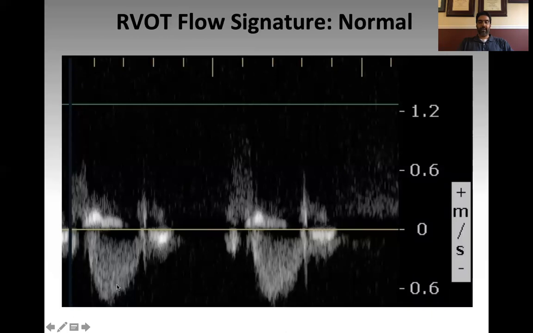So this looks like the TR jet, right? Fairly symmetric, fairly rounded bottom. Gradual acceleration to peak, gradual deceleration.